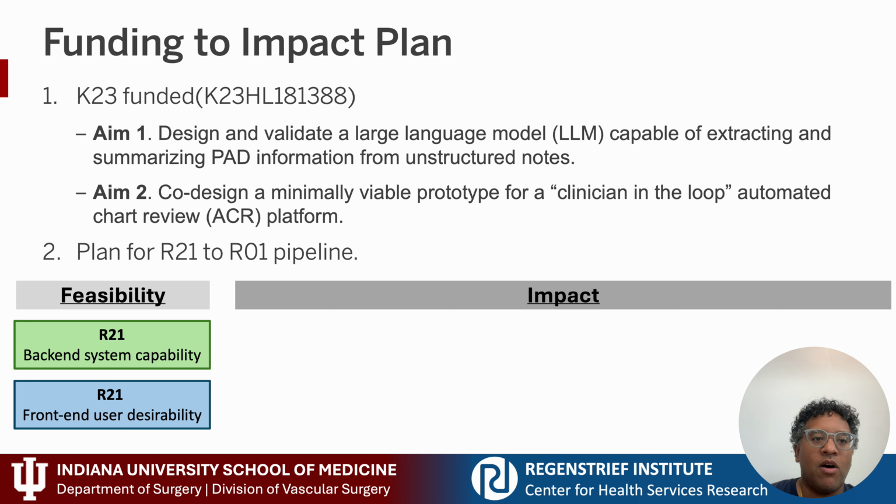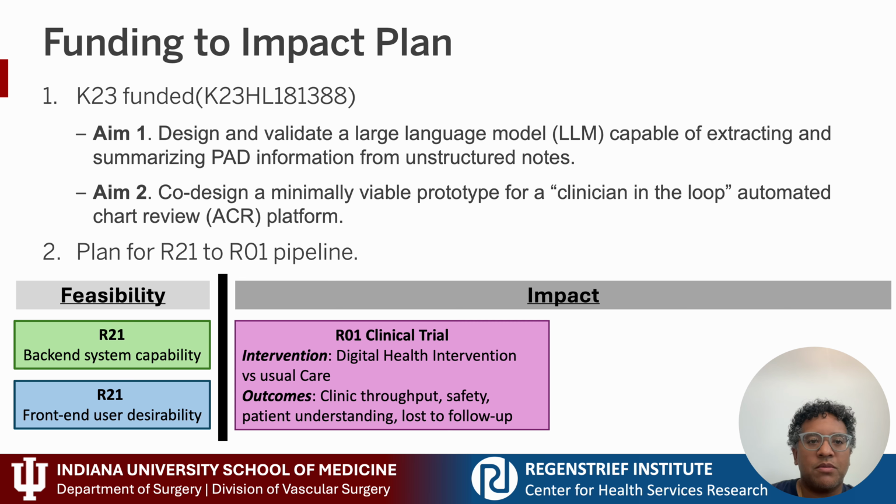Similarly, for Aim 1, the back-end system capabilities, i.e. fine-tuning the large language model to be able to do the task we need it to, is going to be powered or funded more by an R21. Once we're able to prove feasibility in common use cases through the K23, then we're going to write an R21 to be able to prove safety and feasibility for edge cases or unusual scenarios.